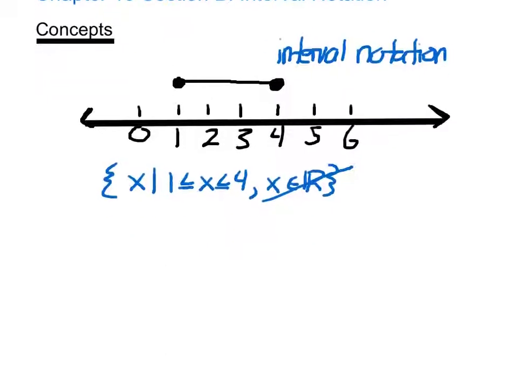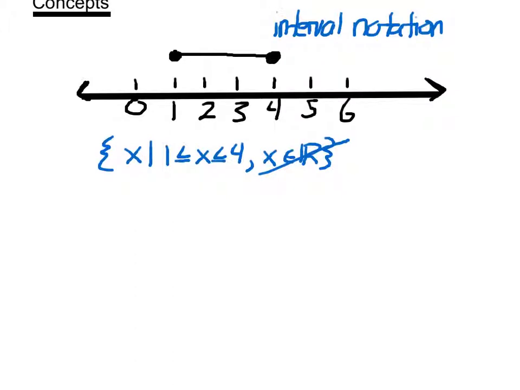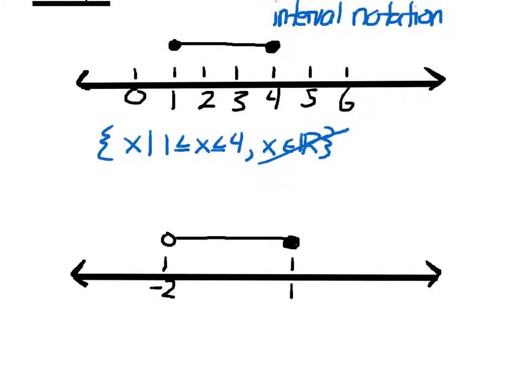Let's take a look at a few more examples of interval notation. Again, we have a number line, but in this case we have an open circle above -2 and a closed circle above 1. Remember that the open circle means that -2 will not be included.